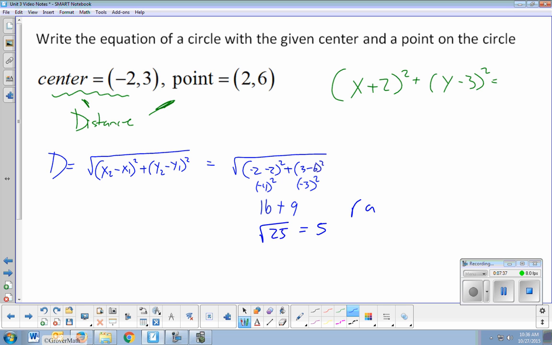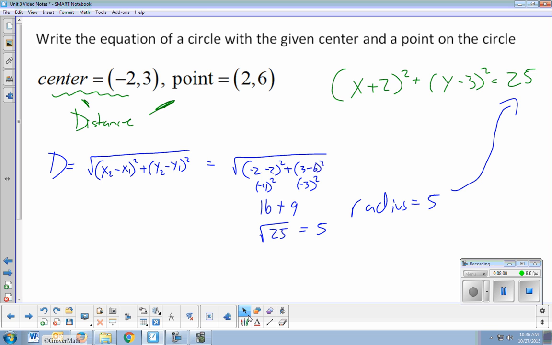So the radius of this circle is 5, which means in the answer up there, I do not put a 5, I put a 25, because don't forget it's the radius squared. So many students do this question beautifully. They get all this, and then they just set it equal to 5. The radius is not what goes there. The radius squared goes there. So don't forget about that piece of it too.